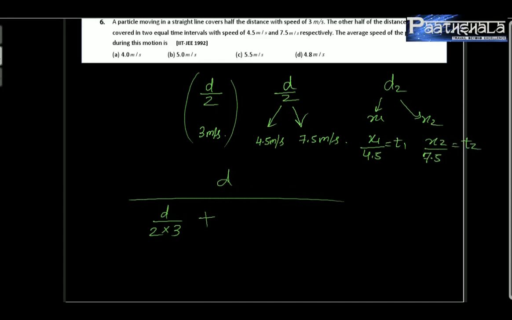Alright, total time is d by 2 into 3 plus t1 plus t2. That is the total time. Also x1 plus x2 is equal to d by 2. Correct? This you have understood. x1 plus x2 is d by 2. So how do we go about solving this now?